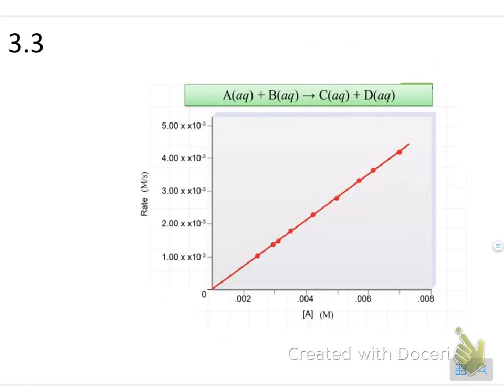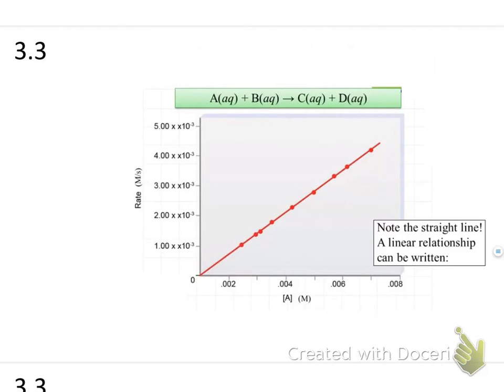Okay, so here I have a reaction of A plus B going to C plus D, and I've created a plot. So we've run this experiment multiple times using different concentrations of A, right? The x-axis is the concentration of A. So starting with different concentrations of A, we looked at what impact that has on the rate of the reaction. Okay? So let's take a look at what we can tell from this line.